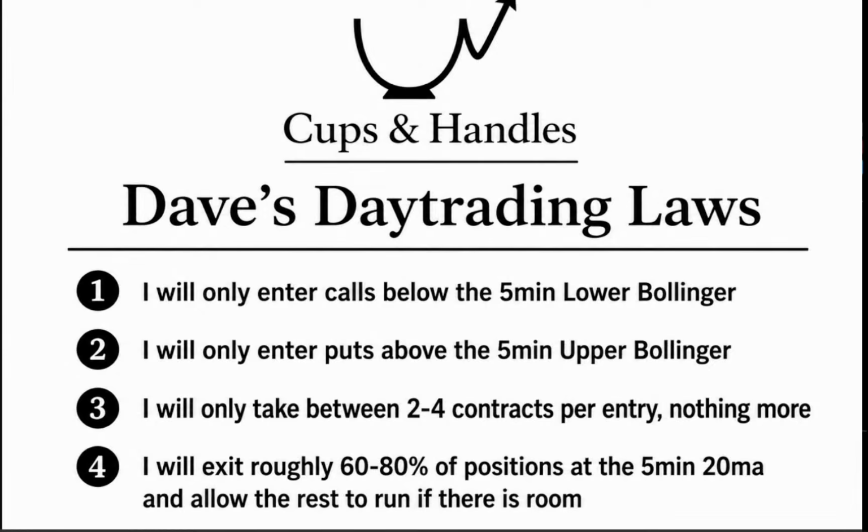Good morning. So going over the rules really quick, we have about 11 minutes until the start of the market. We will go over that, so don't worry about that. But the rules are very simple, and these four rules need to be looked at and basically followed to a T for every single trade. So the rules are, I will only enter calls below the 5-minute lower Bollinger. I'll show you exactly what I'm talking about in a second. I will only enter puts above the 5-minute upper Bollinger. I will only take between 2 to 4 contracts per entry. You can literally keep one contract if you have a smaller account.